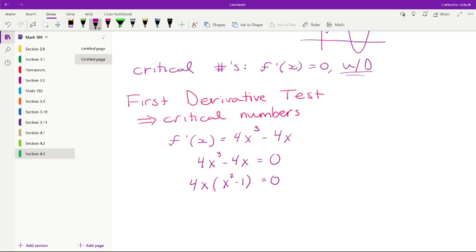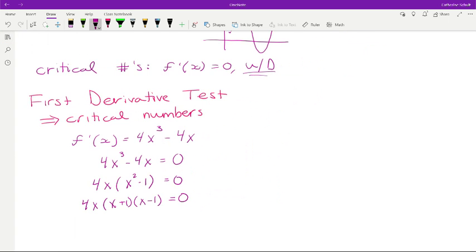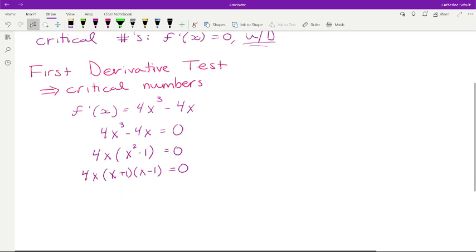And then I'm going to keep going. I'm going to factor x squared minus 1 because it's a difference of 2 squares. All right, something like that. Okay, so we can set each factor equal to 0, and then we can see that the critical numbers are c equals, let's see, there's a 0, -1, and 1.